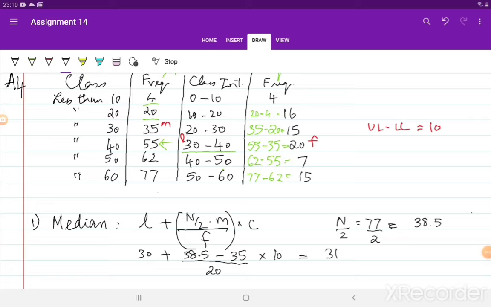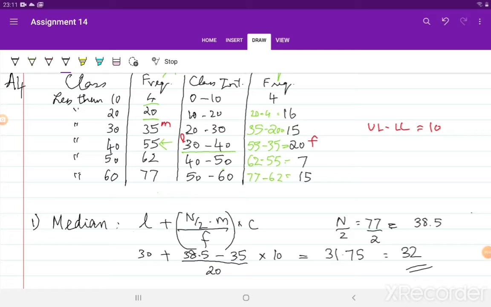Which is equal to 31.75. You can round it off to 32. So that's how you will find the median.